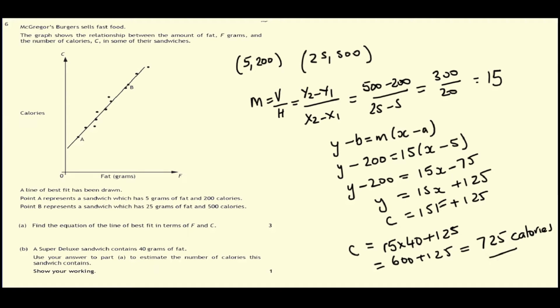Okay, so that's your two answers. The first question is worth 3 marks. Your marks would be 1 for getting the gradient, 1 for substituting in your formula, and 1 for getting it in the format C equals m times f plus your intercept value. And for part 2, dead simple, 1 mark for getting the correct answer.